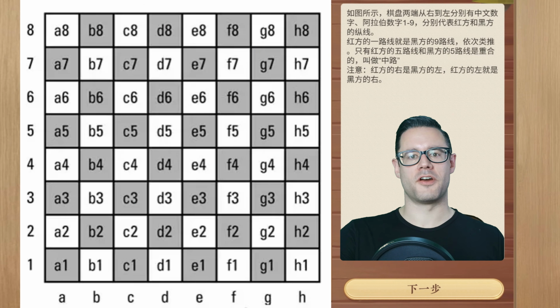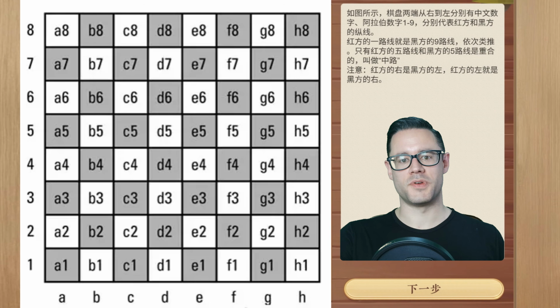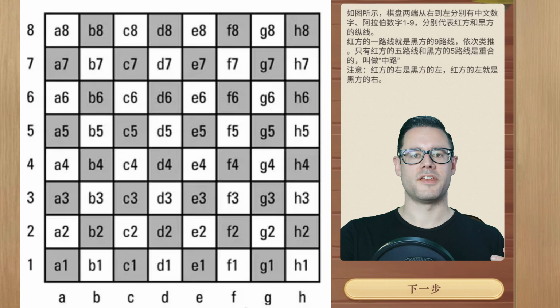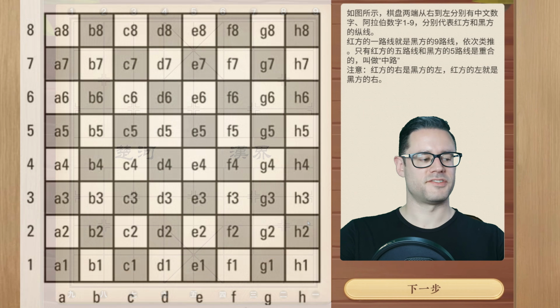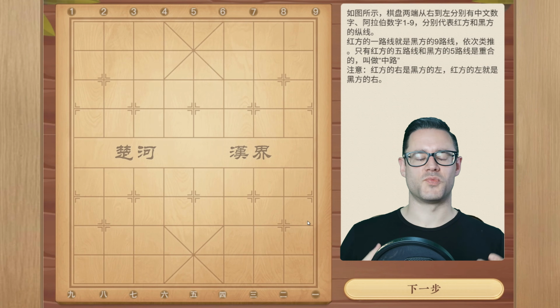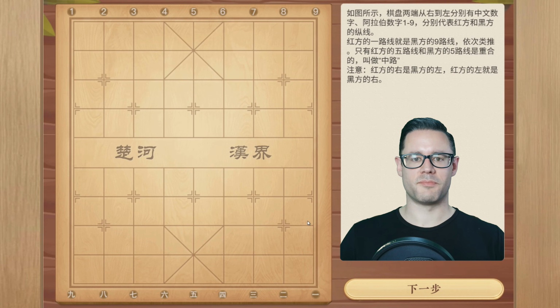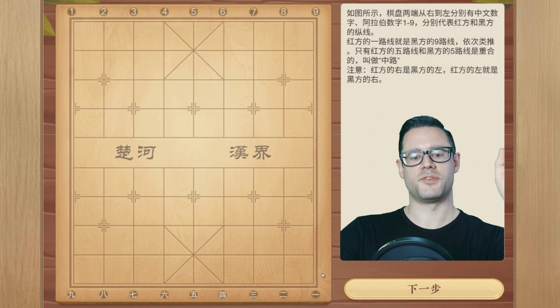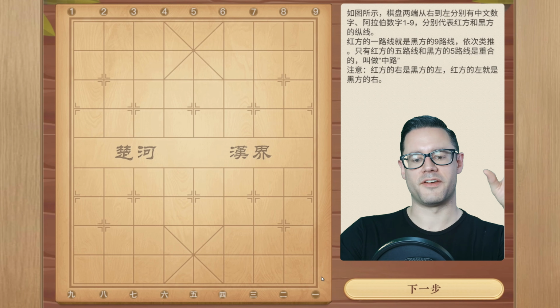Every square on a Western chessboard has a code, and you can figure out what the code for a particular square is based on the row and file numbers and letters. But in Xiangqi, everything is relative to which side of the board you are playing, or which player you are referring to. So the way Xiangqi notation works is based off of file numbers.